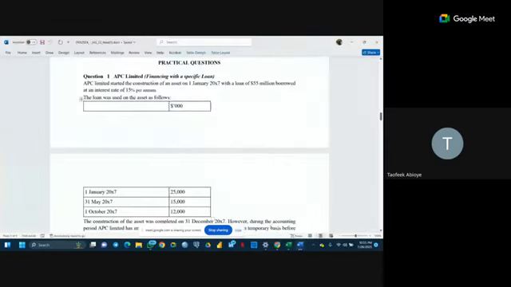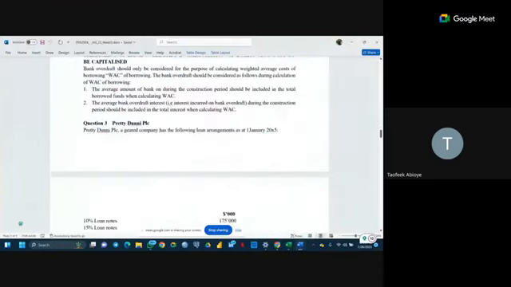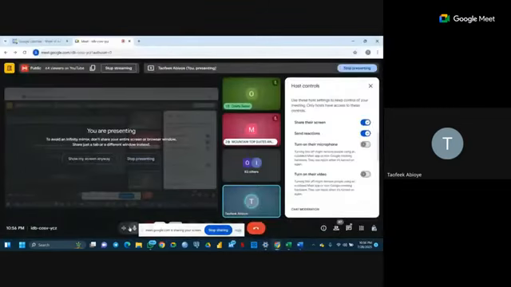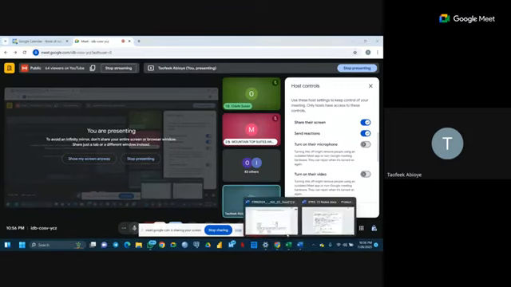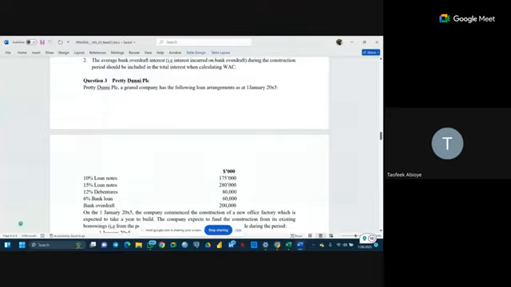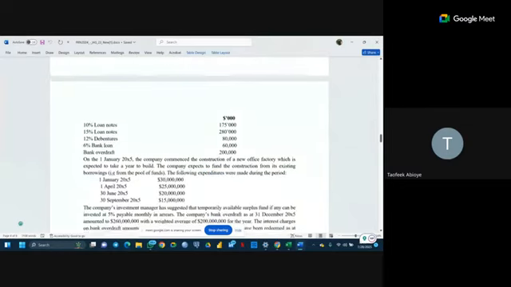Now, let's look at what Pretty Duni Limited have for us. Pretty Duni PLC, a J company, has the following loan arrangement as at 1st of January 2025. These are the loan arrangement.